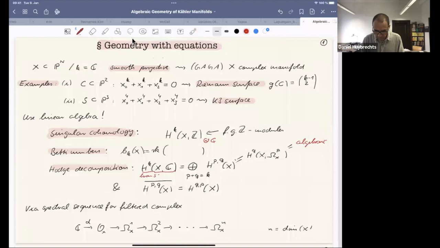And this decomposition has one more feature, namely that the complex conjugate of the PQ part is the QP part. So what does this complex conjugate mean? You see there's a C here. So this cohomology was obtained from a Z-module tensor C. And on C, you have complex conjugation. And it's this complex conjugation I'm taking here. It says, if I take this space complex conjugated, then I get this space. And all together, this is what's called a Hodge structure.